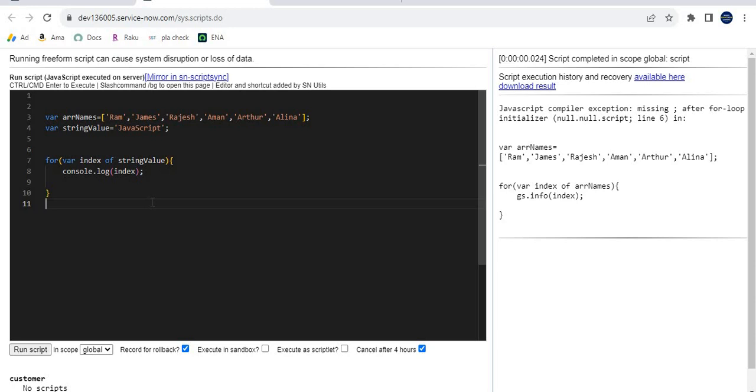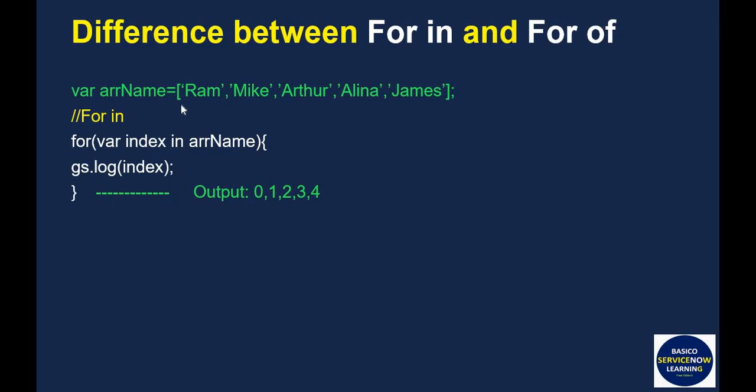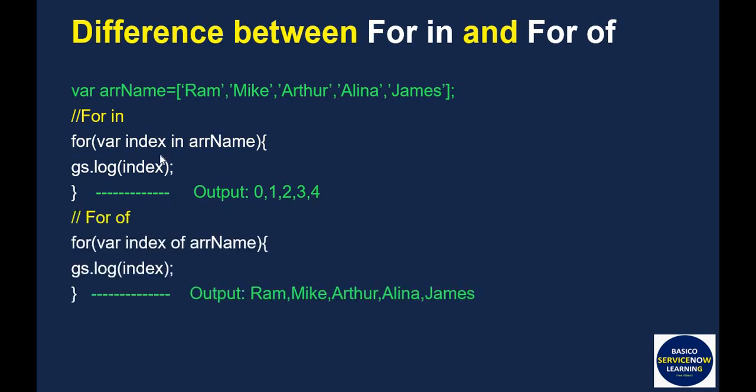Now let me also again explain the difference between the same. The difference between for in and for of is, for in basically uses the same syntax. Let's say for var index in array name, and we are printing index. The output is 0, 1, 2, 3, 4. In for of we have only changed of in place of in, but the output changes. Here we are getting the name, or we can say value, of the array which we have declared. So this is the main difference.